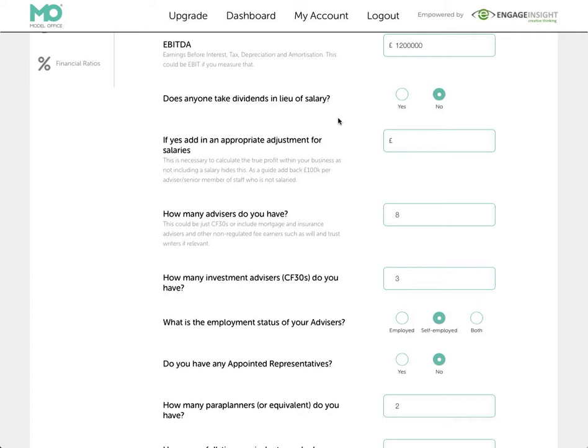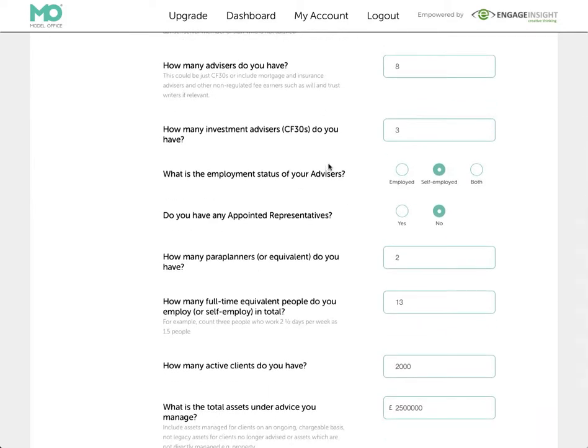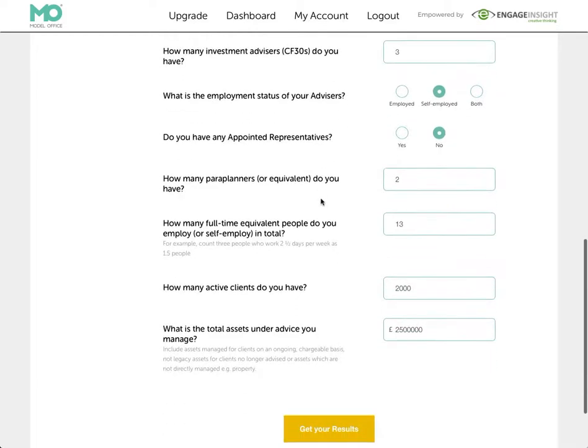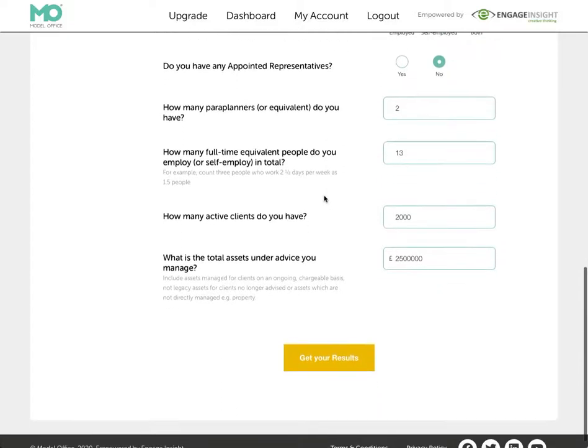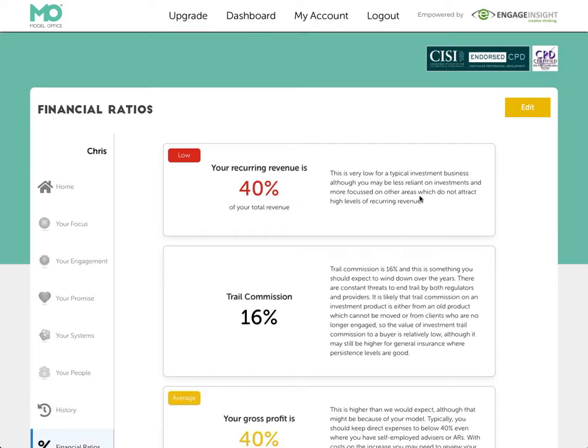And then how many advisors you have, how many investment advisors you have within the business, what's the employment status, any appointed representatives, paraplanners within the business, and how many full-time equivalent or self-employed staff you have, looking at active clients, and then what the total assets under management are. Then you press the Get Your Results button, and this gives you a high-level overview dashboard.